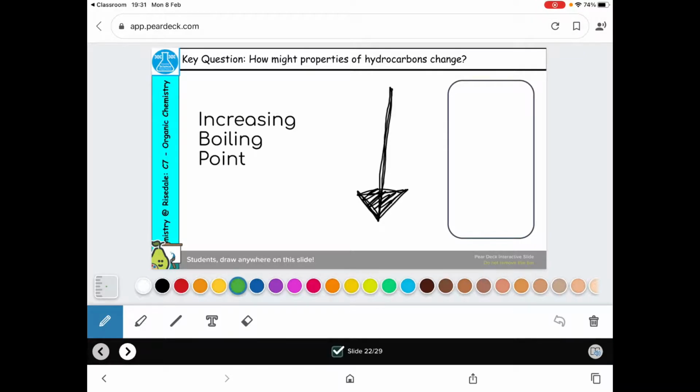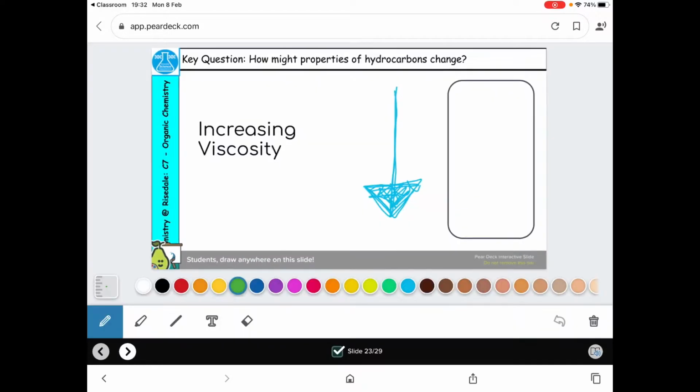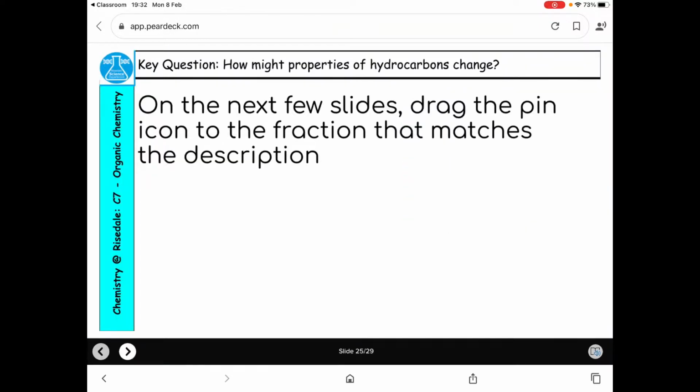So increasing boiling point. So as you go down the tower, the bottom molecules have a higher boiling point. Okay. Viscosity. So the longer the chain, the more viscous it is. So as you go down the column, the molecules become more viscous or have higher viscosity. Okay, flammability. So the smaller molecules found it easier to overcome those forces and become a gas, and therefore were more volatile and then easier to set on fire. So flammability goes up the tower. Okay, and then on the next few slides, drag the pin to the fraction that matches the description.